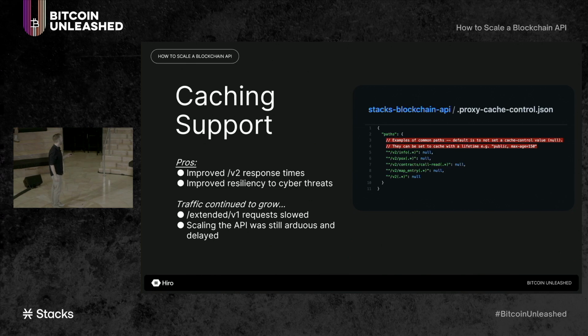However, traffic did continue to grow for Hiro. And so this is sort of a balance. We implement one improvement, but as traffic grows, we're celebrating, but sometimes response times slow as well. So it calls for a different kind of solution or approach. At this point, scaling the API was still very arduous and delayed. Whenever a new release would come out, it would sometimes take upwards of a week or longer to actually deploy that on Hiro's infrastructure.